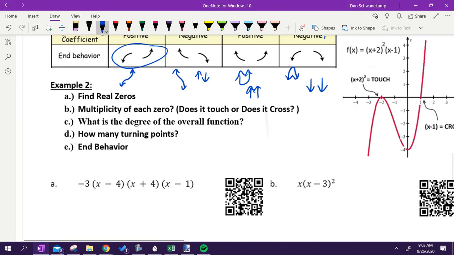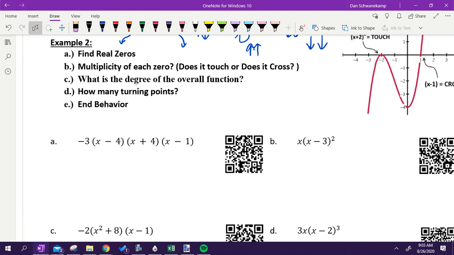Ready? We're going to put all that stuff together. Tomorrow we're going to practice similar stuff, so it shouldn't be too much for you tomorrow, but we're going to make sure we can do this now. So given this polynomial on the back, we are doing 5 things. We are finding real zeros. We're finding the multiplicity, meaning does it touch or does it cross? We're figuring out what is the degree, how many turning points, and what's the end behavior.